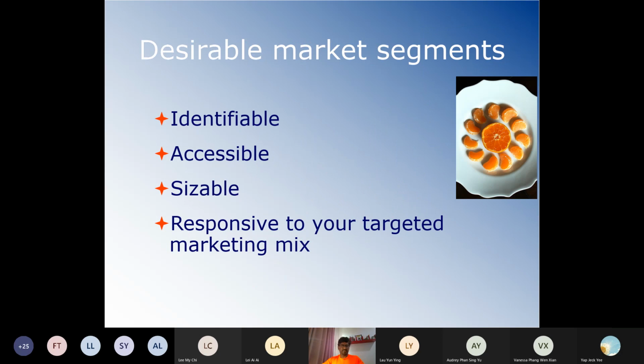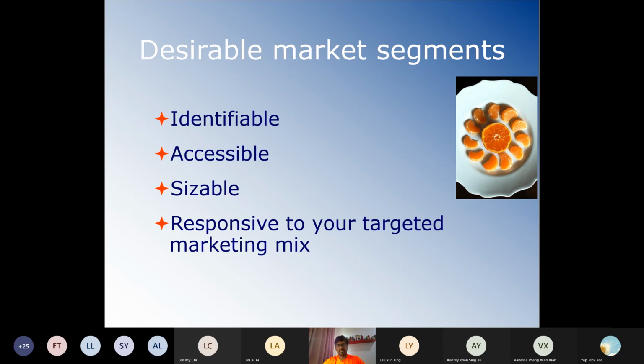So a desirable market segment should have these characteristics. It should be easily identifiable. When you reach a market, it should be easily understandable so that you understand which is your market segment. And you must be able to access it easily, because accessibility is an important matter when you enter the international market, because you need to abide by the local legal regulations, which can put many setbacks. So that's an important one.